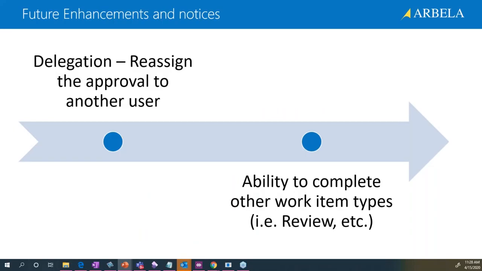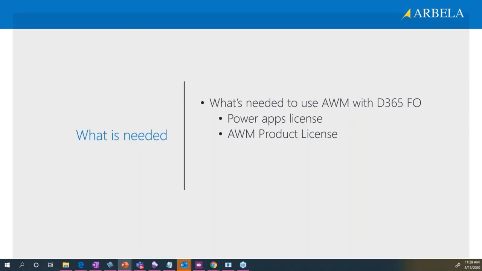We've already talked about we're going to add some delegation functionality and work items. So now your next question is, what's needed to use this Power App? Well, you need to have Power Apps and a Power App license, and then we offer a product license for AWM, Arbela Workflow Manager. It's pretty nifty. It's very lightweight. Many of our customers are very happy with it.